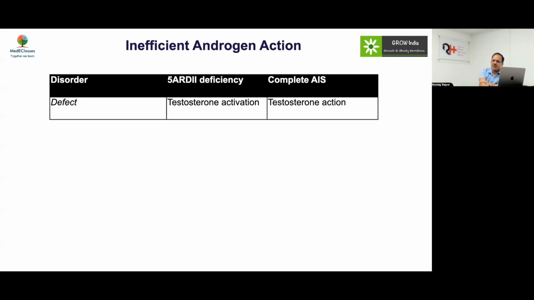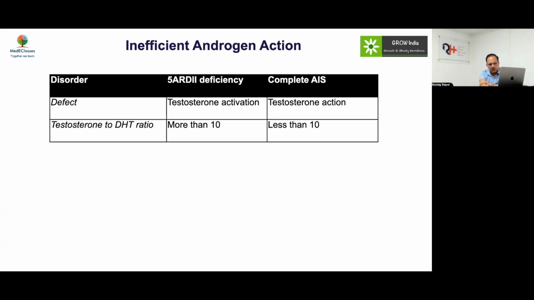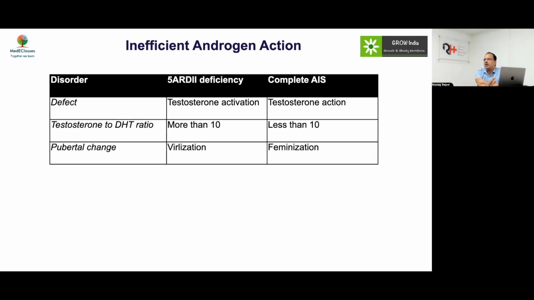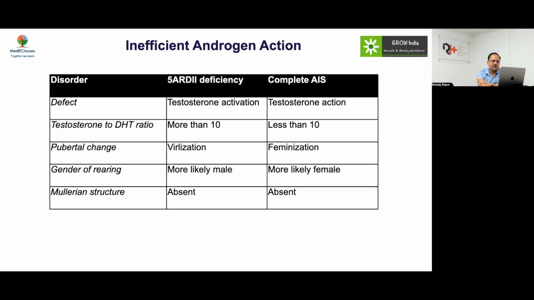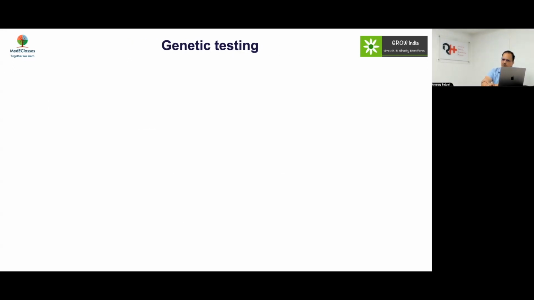5-alpha reductase versus complete AIS, we already discussed that the testo to DHT ratio is a guide as to which way you're looking, and whether somebody is feminizing or virilizing during puberty will tell you whether it's AIS versus 5-alpha reductase deficiency. What about genetic testing? Genetic testing is becoming more and more available, and studies have shown that if you do a targeted panel or a clinical exome sequencing, you will be able to identify many cases. So generally, the role of genetic testing is increasing.